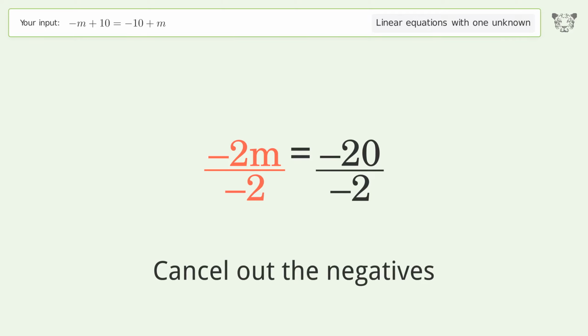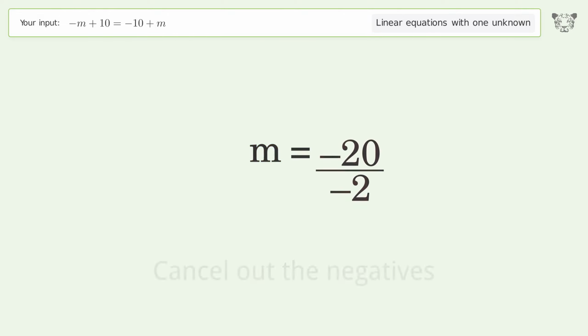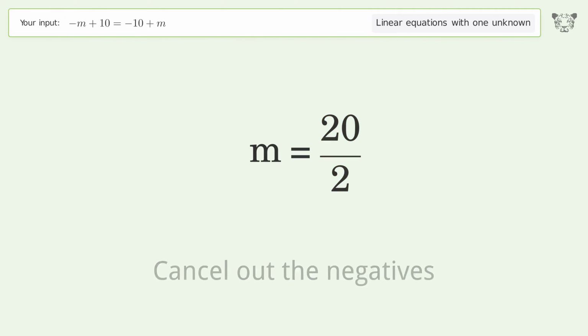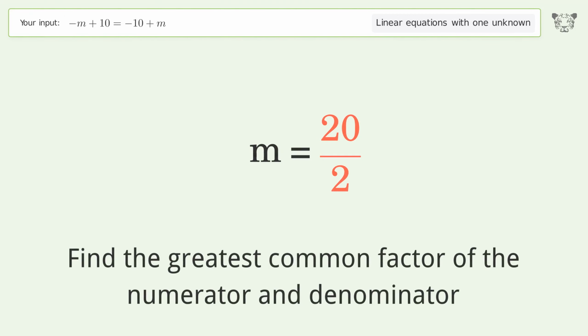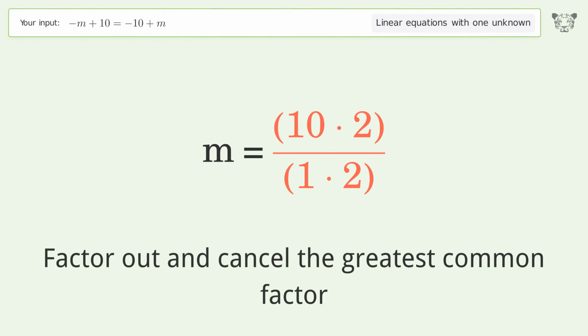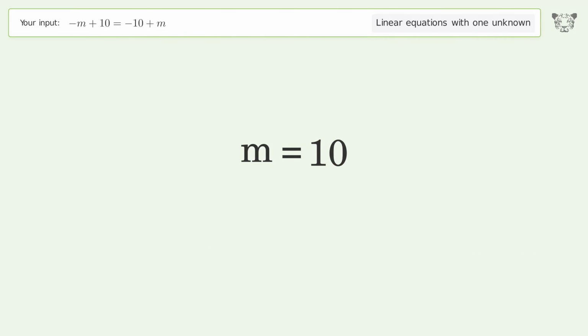Cancel out the negatives. Simplify the fraction. Cancel out the negatives. Find the greatest common factor of the numerator and denominator. Factor out and cancel the greatest common factor. And so the final result is m=10.